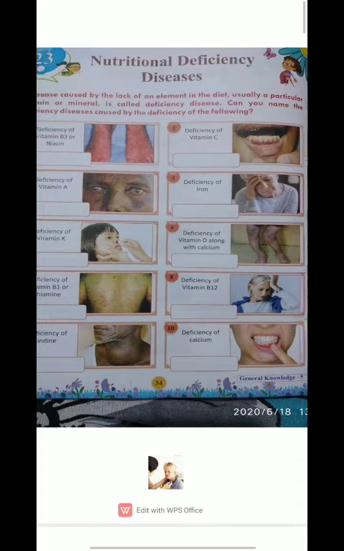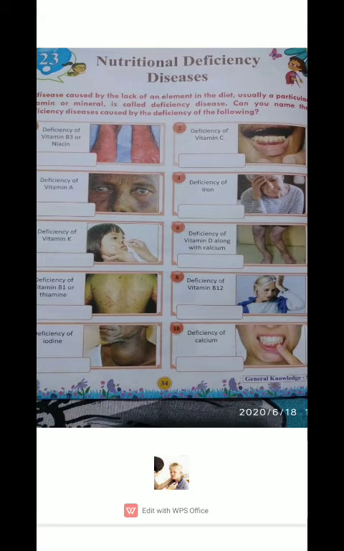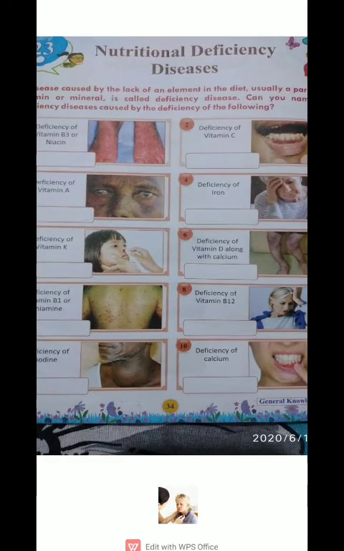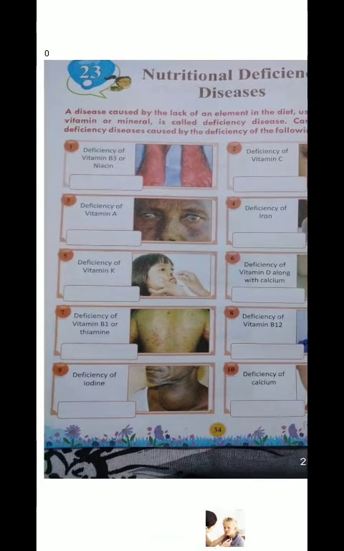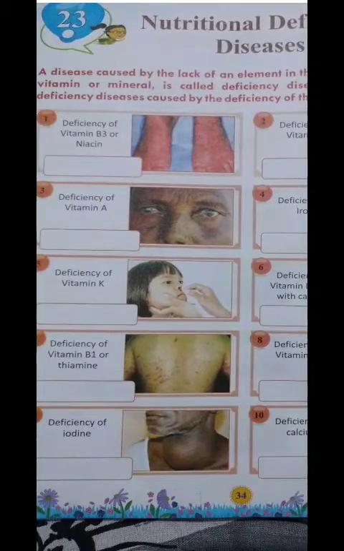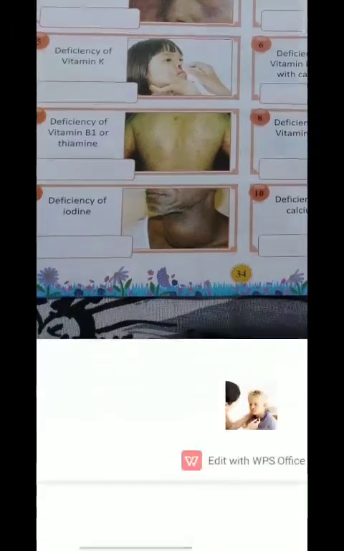So, nutritional deficiency occurs when the body doesn't absorb or get from the food the necessary amount of a nutrient. Deficiencies can lead to a variety of health problems. So, there are some diseases we are going to discuss in this chapter. The first disease, which is caused by the deficiency of vitamin B3 or niacin, is pellagra.